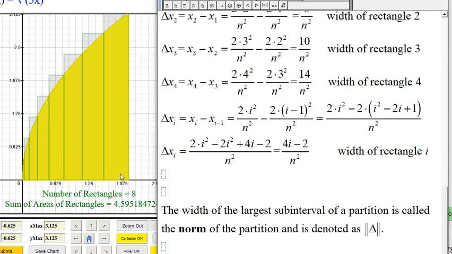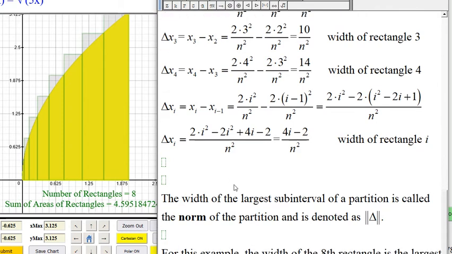And so in this example, we saw that there are 8 rectangles right here. And the one with the largest width is the last one. And the width of the largest subinterval is called the norm. And so this width right here is called the norm of this partition. So the largest width is called the norm, and is denoted as the double bars here with the delta inside. So this represents the norm of a partition, and the norm of the partition is the largest width of the partition.